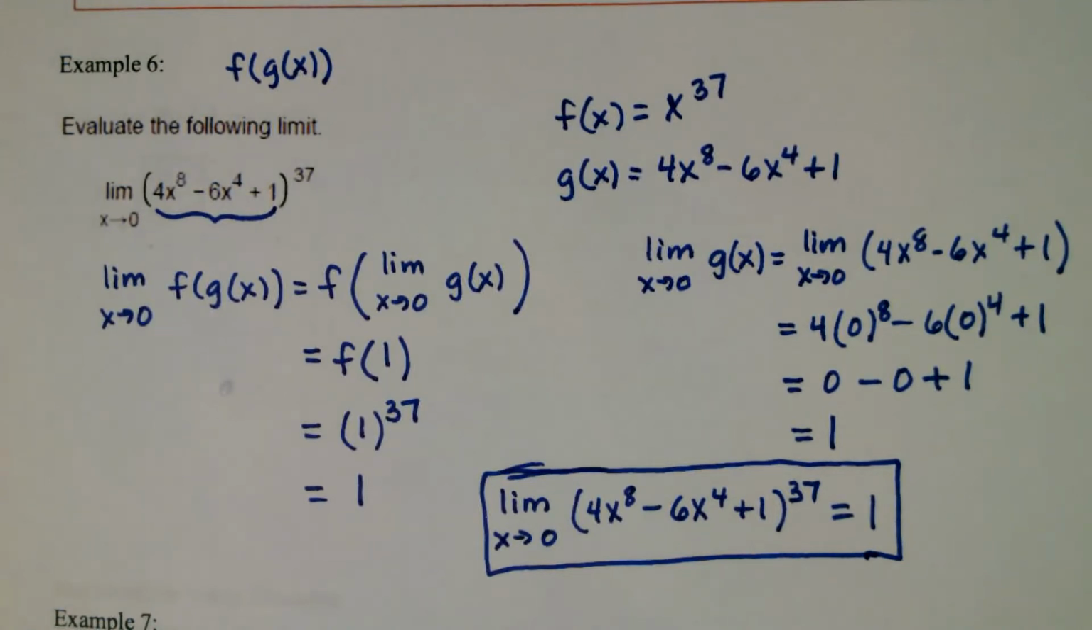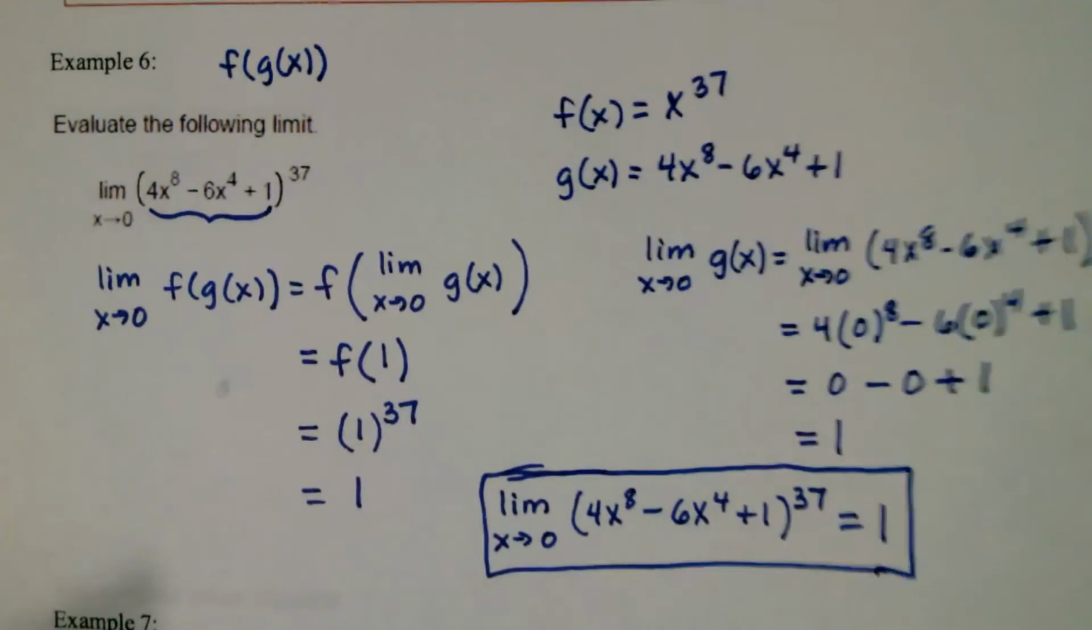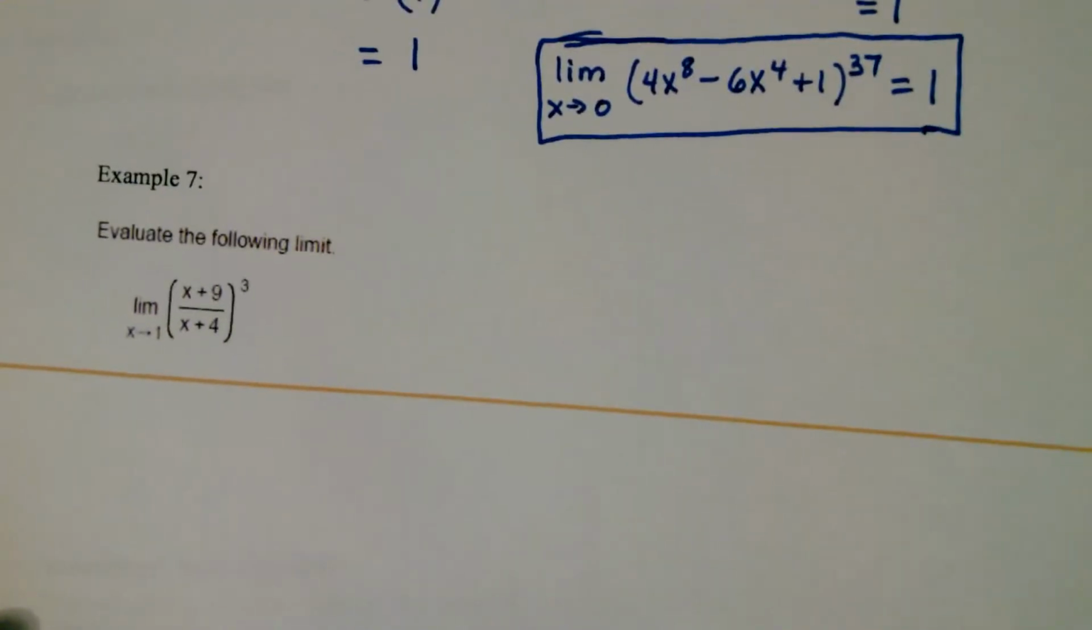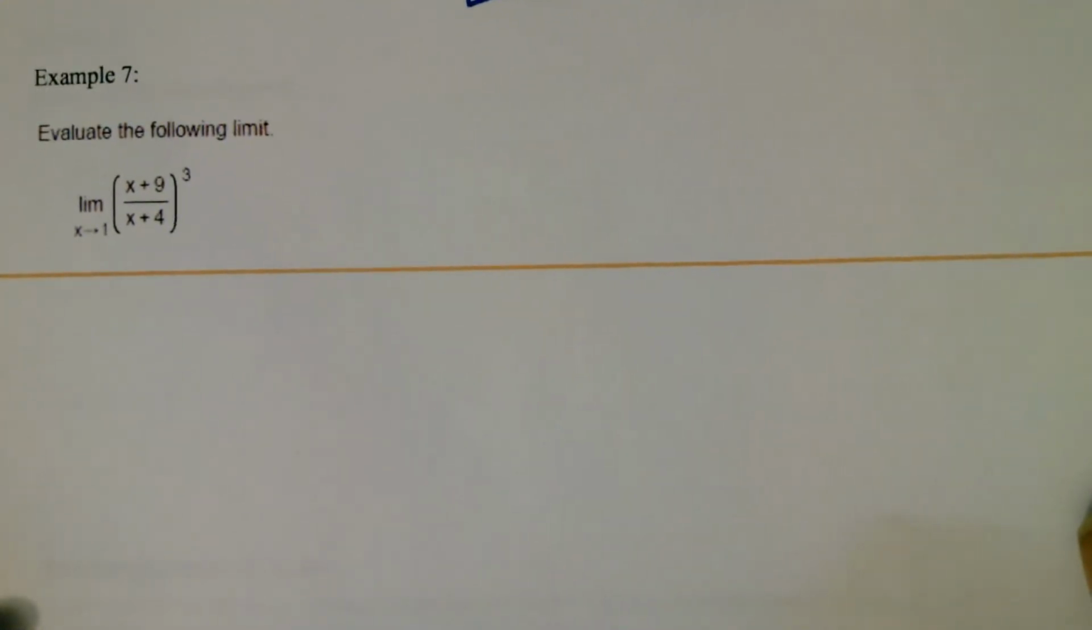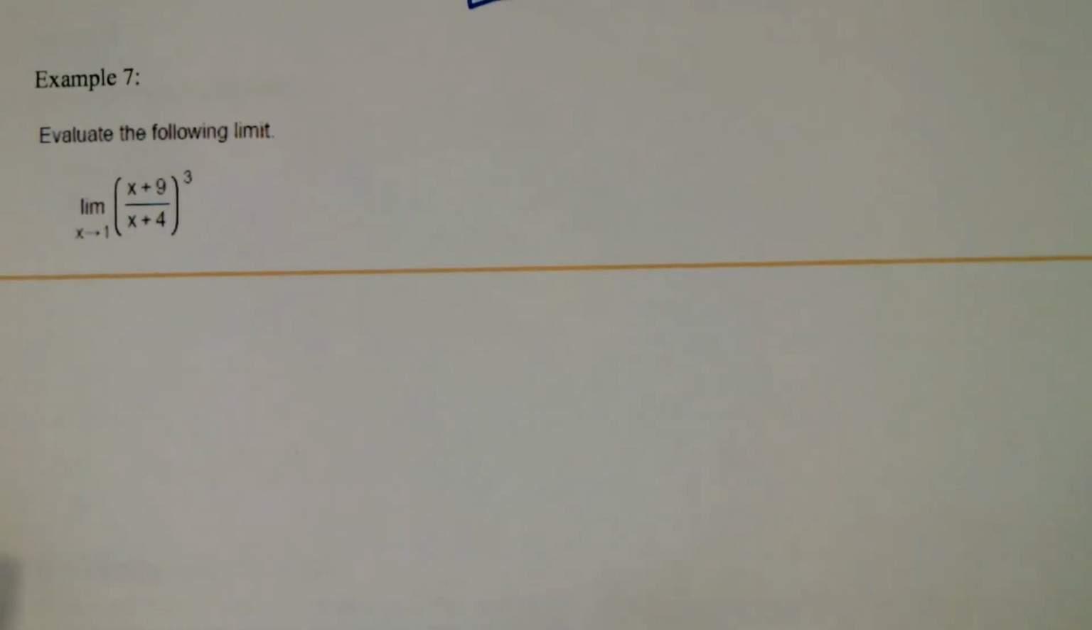Okay. So all of this is example 6. I'll take a look at this next example, example 7. In this case, we have the limit as x approaches 1 of (x plus 9 divided by x plus 4) to the 3rd power, and I'm going to evaluate that limit.